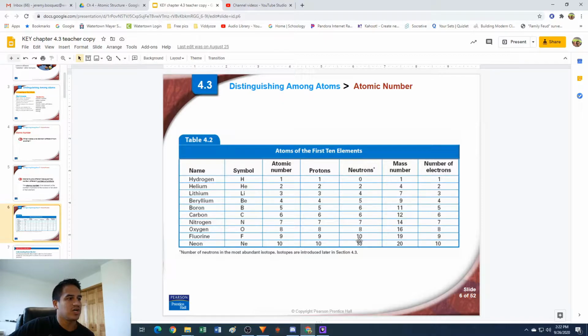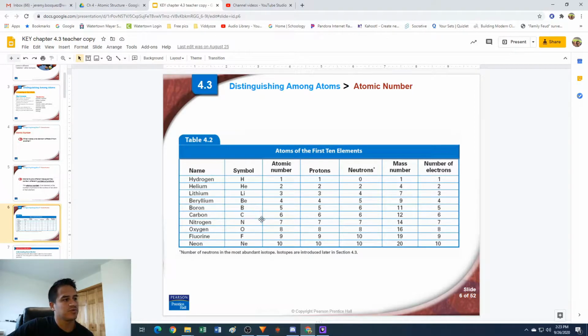Now the number of neutrons can change between atoms, and that doesn't affect which element it is. We'll talk about mass number as well, and number of electrons. One thing to note, and we will learn more about electrons in further chapters: in any atom that is neutral, that does not have an electric charge overall, the number of protons and electrons will always be equal to each other.